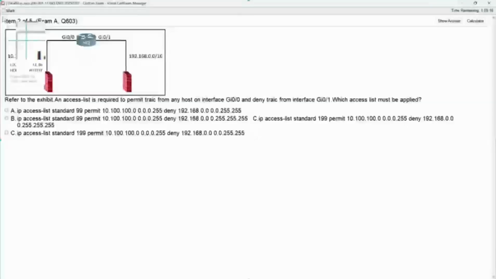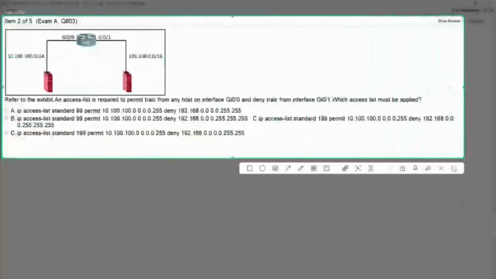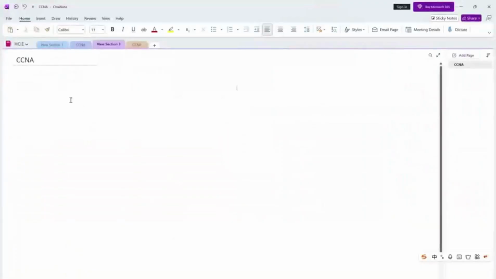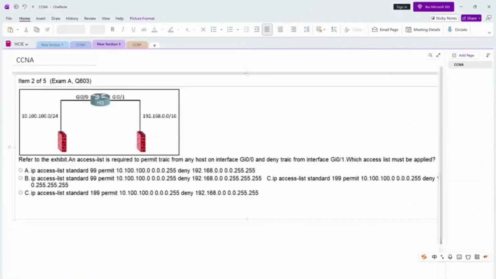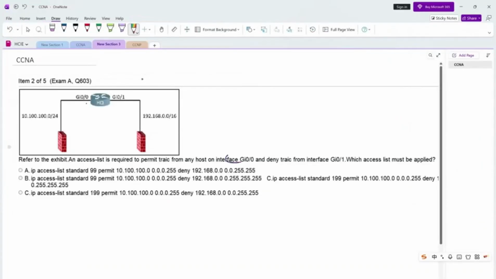Now let's look at the second question. The second question is about ACLs. Access control list. We're asked to write an access control list to control the 0-0 interface. Allow any traffic on the 0-0 interface, which means allow this, right? And then control other traffic on the 0-1 interface. So, among the following options, which one is correct?